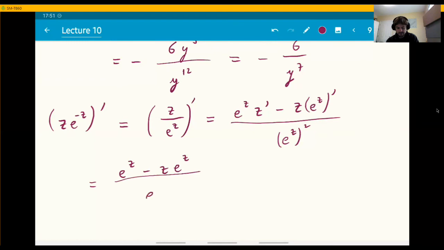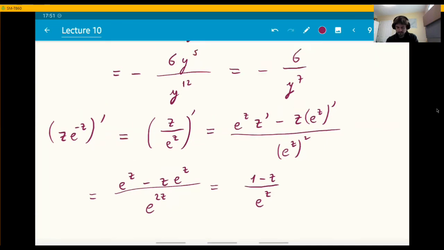And downstairs you have e to the 2z. If you factor in e to the z from the numerator, you can simplify this. You're going to be left with only 1 e to the z in the denominator. You should simplify because it's easy enough to do in this case. But that's your answer.